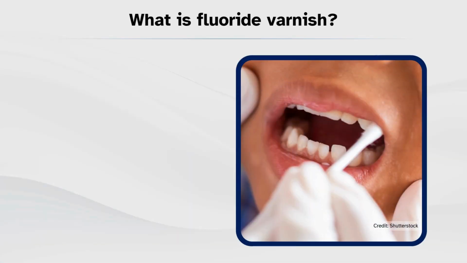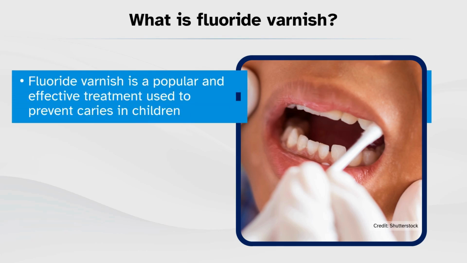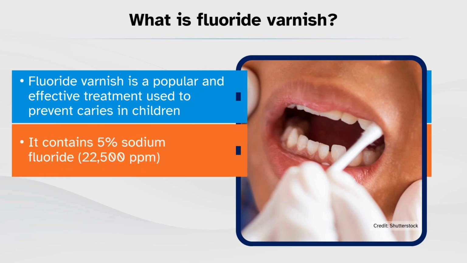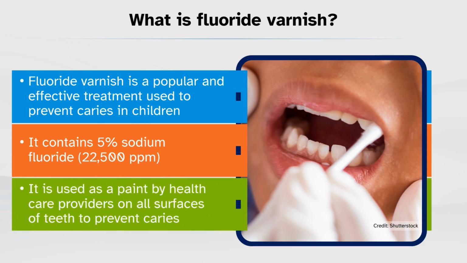Let us first understand what fluoride varnish is. Fluoride varnish is a popular and effective treatment used to prevent caries in children. It contains 5% sodium fluoride, which amounts to 22,500 parts per million, and is a concentrated form of fluoride that can be used as a paint by healthcare providers on all surfaces of teeth to prevent caries.